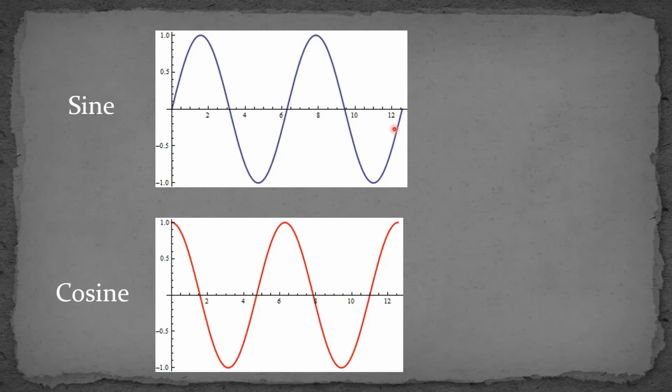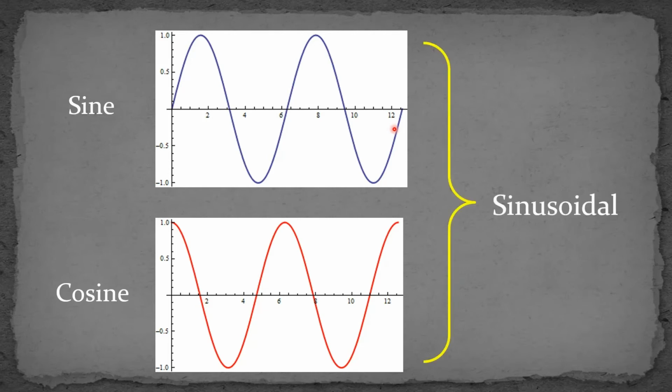I also want to mention that anytime you have a waveform that looks nice and smooth like this, those are called sinusoidal. And that's not restricted to just sine functions. Anything that can be described with these two terms is called sinusoidal. So if you hear that word, now you know where that's coming from.